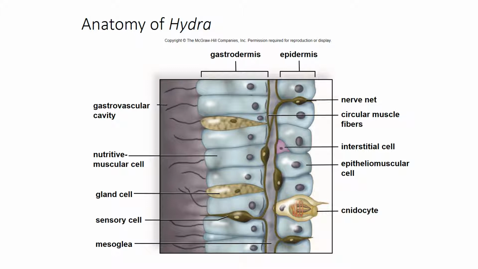Now, the body of a hydra contains two tissue layers. This is what it kind of looks like. You've got this gastrovascular cavity, and it's got a nerve net. And you've got some muscle fibers which help it move directionally wherever it wants to go. And then you also have these cnidocytes or nematocytes.